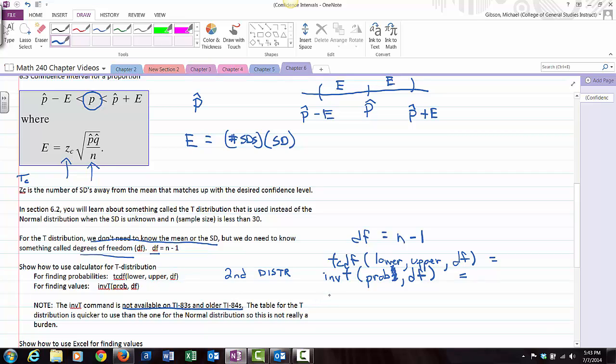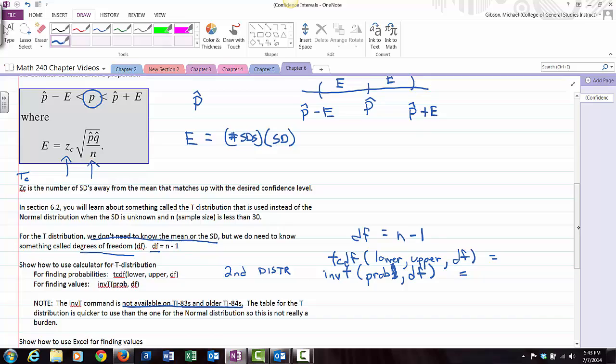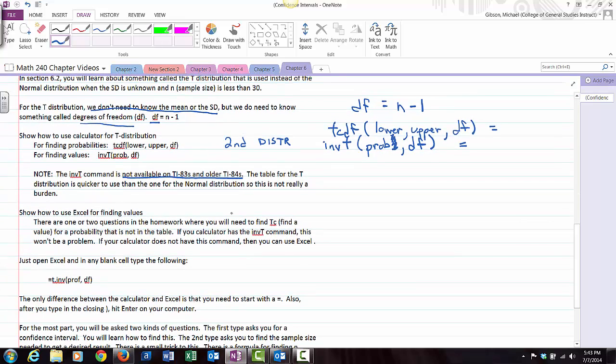All right. The table for the T distribution that they give you is pretty quick. There are not nearly as many numbers on it, so it's not really a burden to use the T distribution table. Okay, I use the T distribution table. I have an old TI-83. I used to have one of the newer 84s, but I lost it, so I've just gone back to using my TI-83 and the T distribution table. I haven't bothered to replace it.